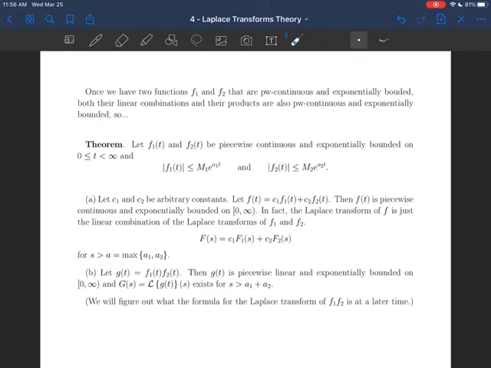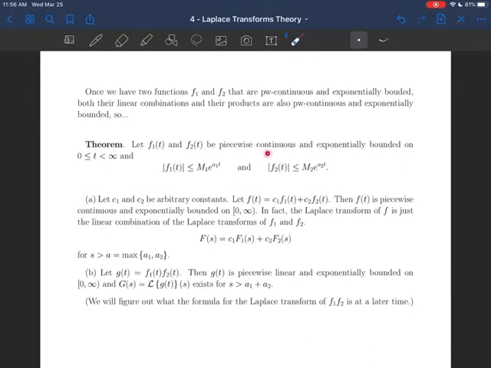So if we multiply these together, the discontinuities from both will show up. That's fine. But we will have at most a finite number of them, and the limits will still exist. And the exponential bounds will still happen for any linear combination. We just have to take the bigger of the two functions, basically, and we will get an exponential bound.